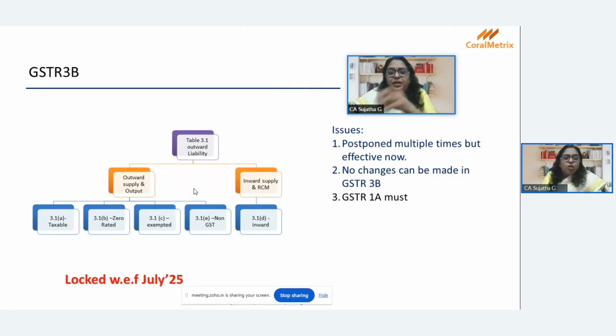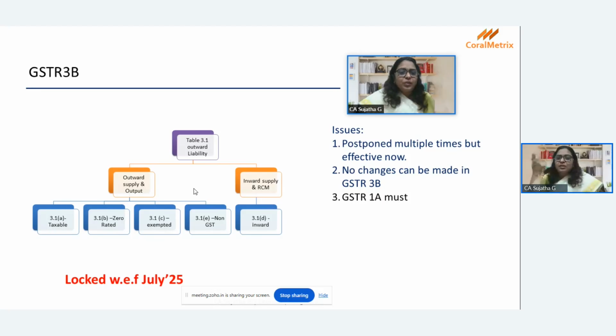So when I say output, when I say table 3 out, we will bifurcate into 2. Table 3 can be bifurcated into the outward supply and the liability. When it comes to outward supply, it is like taxable supply, which is B2B, and then zero rated supply, exempted supply, and non-GST supply. This is what comes in table 3.